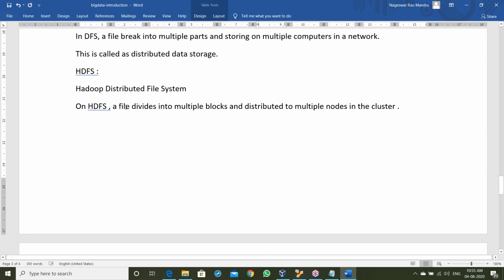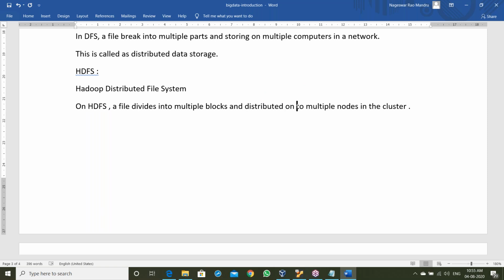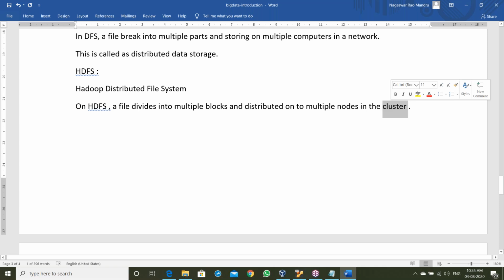So here your file divides into multiple blocks. That means the file is divided into 128 MB pieces like this. After that, those blocks are distributed onto multiple nodes in the cluster. What is a cluster here? A Hadoop network is called a cluster.